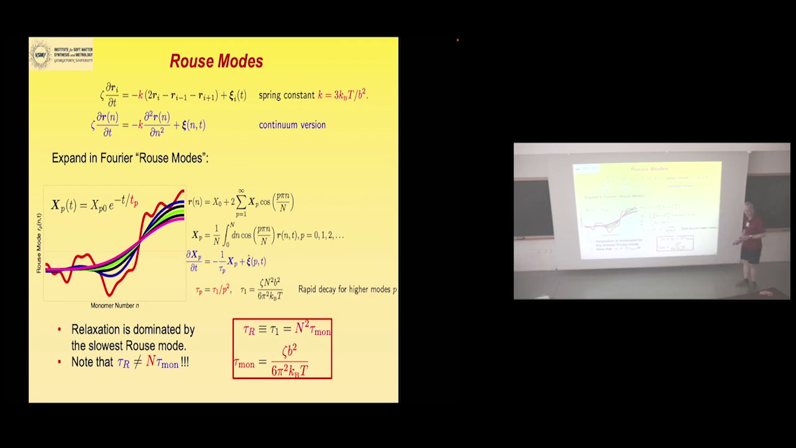Interesting to note, this is going to be super important, that the Rouse time is not linearly proportional to the monomer time with a factor of n, but it goes as n squared. You might have thought, well, if I've got twice as many monomers, it should be twice as long. In fact, it's 4 times as long. And that is because it's a diffusion equation. We're going to see another way to think about that in just a second.